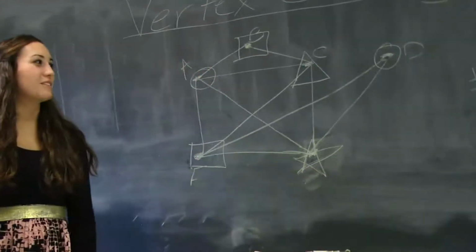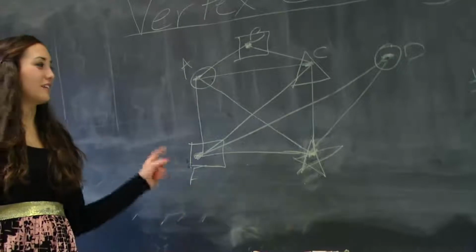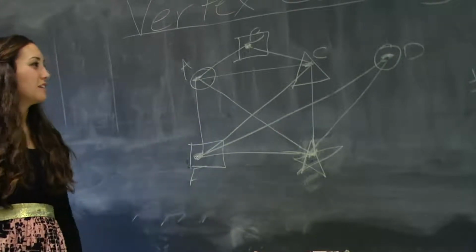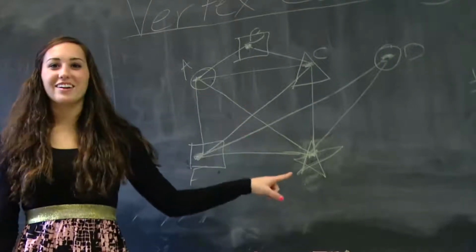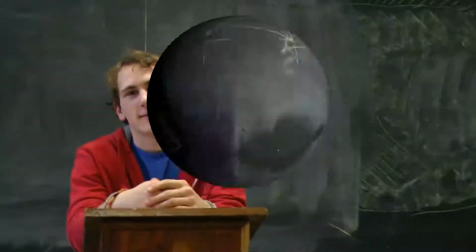And then we have to do the chromatic number, which is how many different colors or shapes you have. So for us, we have 4 different ones. So we have the square, circle, triangle, and the star. And that's all for vertex coloring.